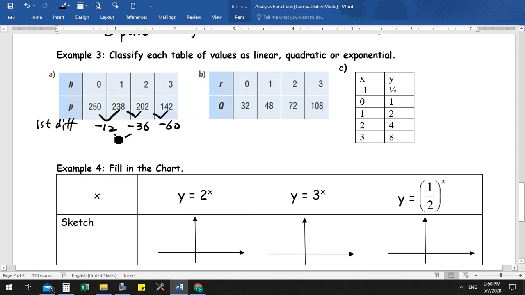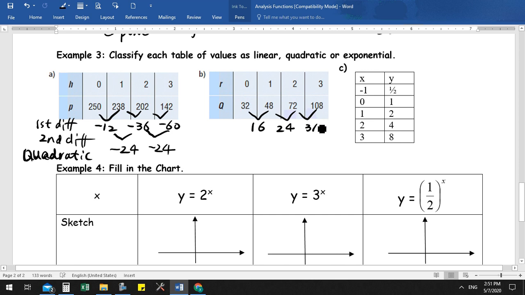Let me check the second differences. We always try the differences first. This one down 24. This one down 24. Then we know it is linear. Oh no, quadratic, because the second differences are the same. It's quadratic. And for this one, the differences are 16, 24 up, 36, and the second differences are 8, 12, so it's not.